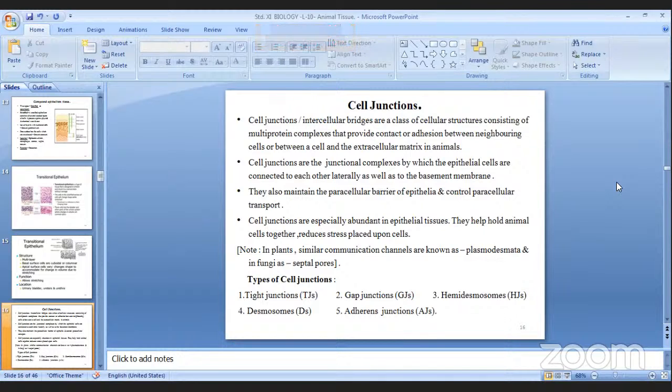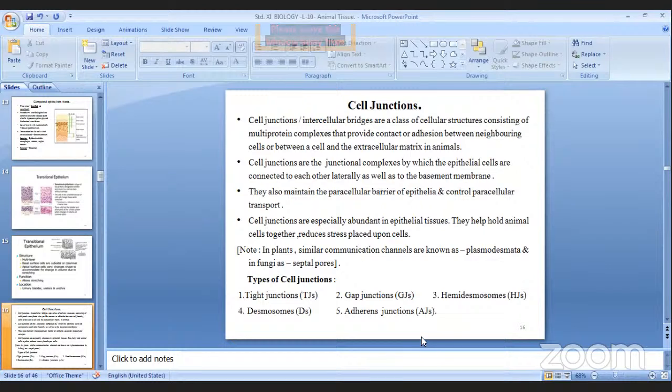Then next come the cell junctions, which are especially abundant in epithelial tissue. They help hold animal cells together and reduce stress placed upon cells. So when they're held together because of these junctions, even the stress or pressure that is created on a single cell is also reduced because it is shared by all.